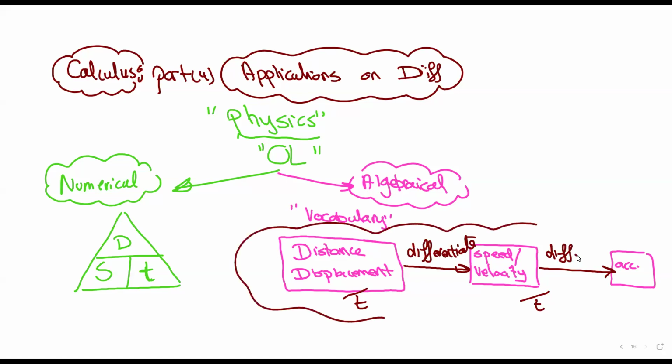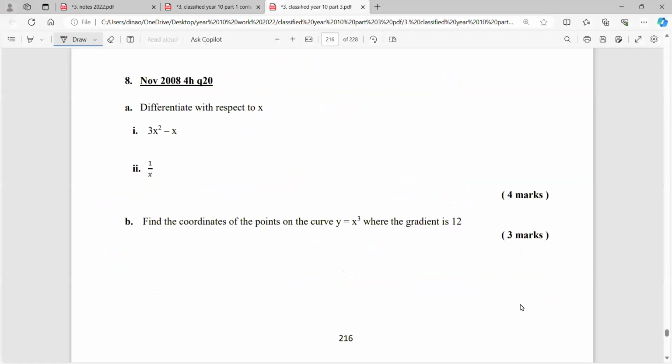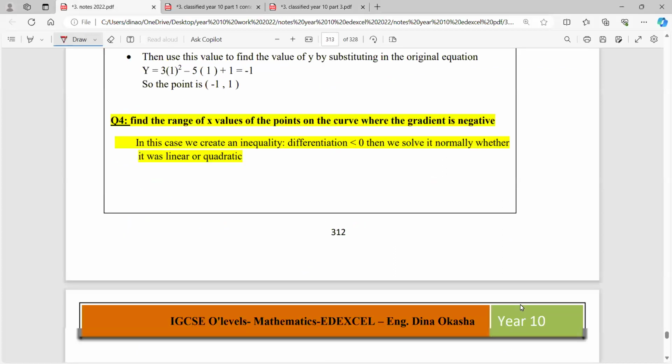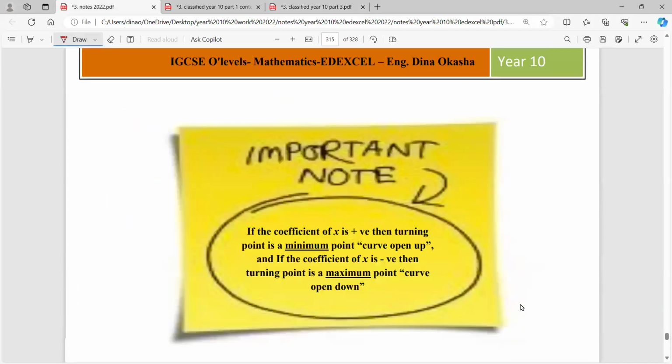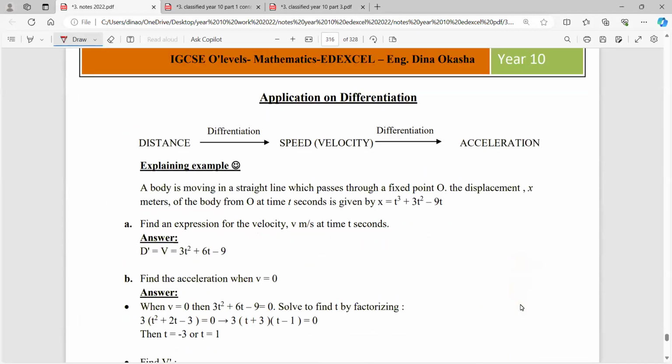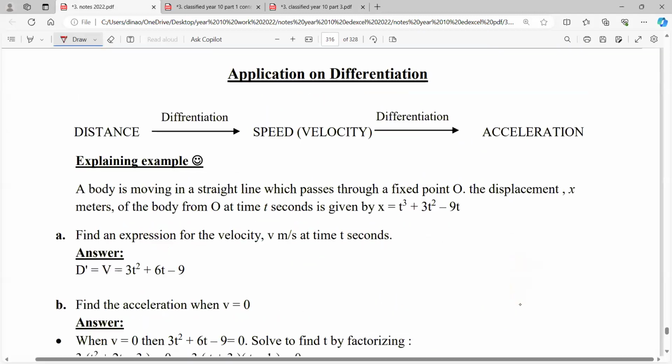Now let's look at the question so that you relate what we did here. I'm going to use the notes and classified part 1. Let's go to the notes. I'm going to solve a total of 3 questions related to this part. So let's go to this page, which is page number 315. This is what we're going to discuss now.